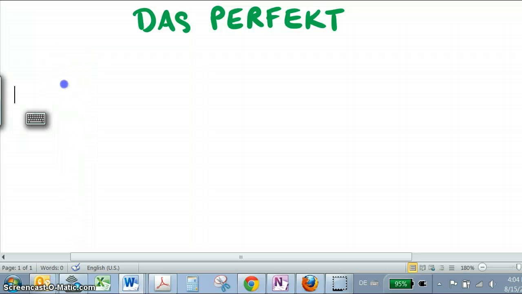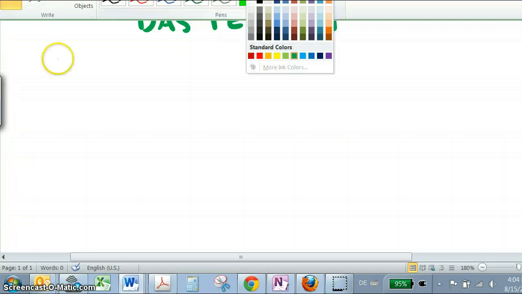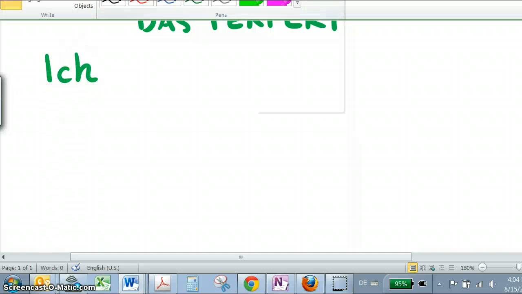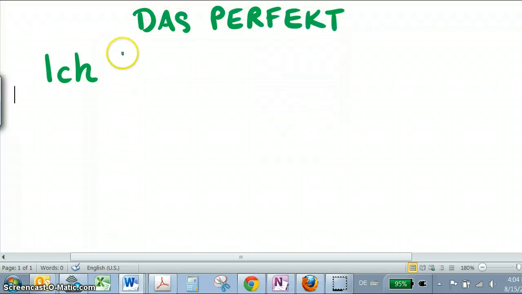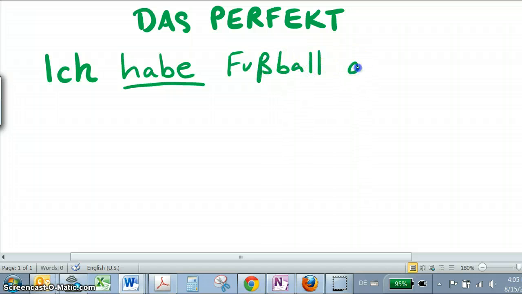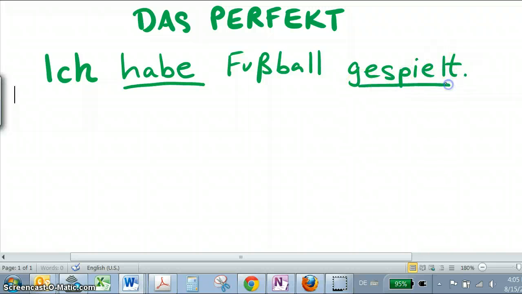If you want to write a sentence in the perfekt, in green, you first need to have a subject, and then the first part of this verb conjugation is the helping verb, the Hilfsverb, and most of the time it is a form of the verb haben, and then you have the rest of your sentence, and then the last element of the sentence is always the past participle, the g word, as it would be.